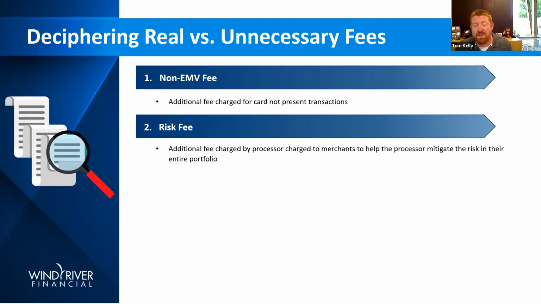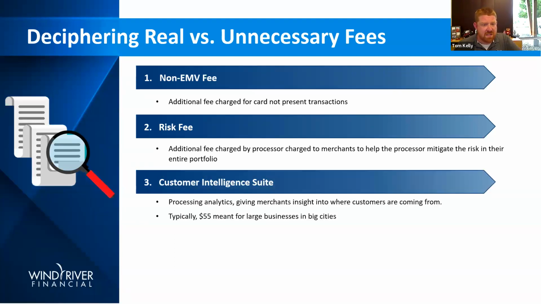A risk fee, that's something that we've seen, again, pop up in the last year, where processors are charging an additional fee above the markup to really help offset their portfolio risk. So a lot of times we're talking to businesses that really aren't what our industry would deem risky merchants. So they're not doing a ton of advanced sales or don't have a lot of chargeback risk, but they're paying a fee that's really helping offset their processor's risk within their portfolio. So similar to the non-EMV fee, if you're a merchant that's not a risky merchant and you're being assessed that, it may be time to look for a different processor.